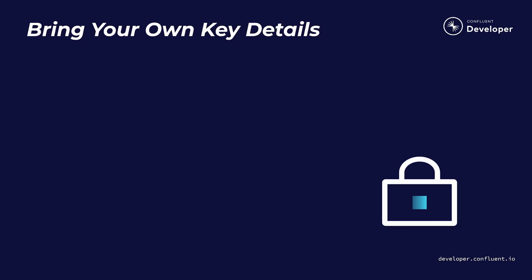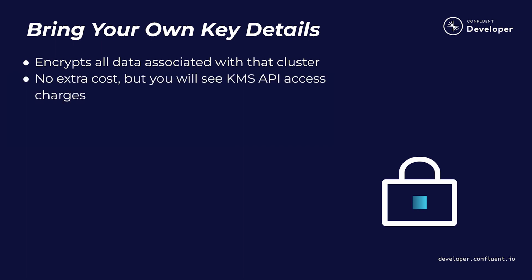So that's it at a high level, but there are a few more details that are handy to know. BYOK is going to encrypt all the data that is associated with that cluster. So your tiered storage, KSQL, and all the rest will be encrypted with BYOK. Confluent provides BYOK service at no extra cost. You'll see a small charge for API access to the cloud provider's KMS on your AWS or GCP invoice. At the time of this recording, that costs us somewhere around 3 cents US dollars per 10,000 API calls.